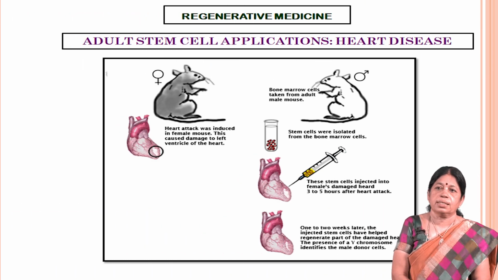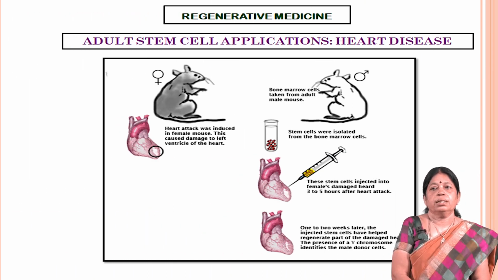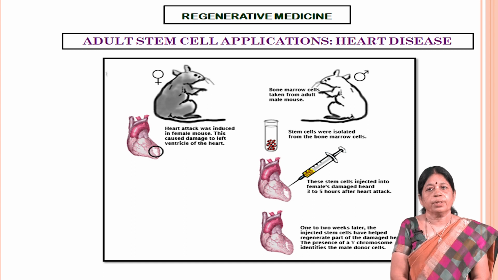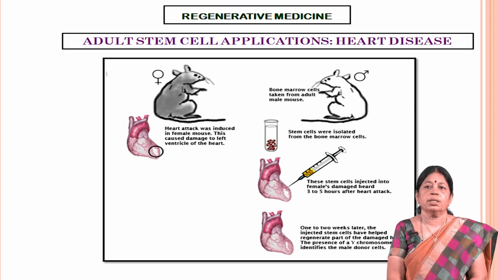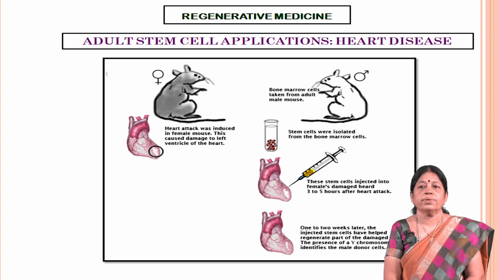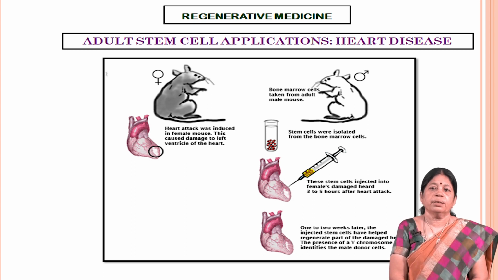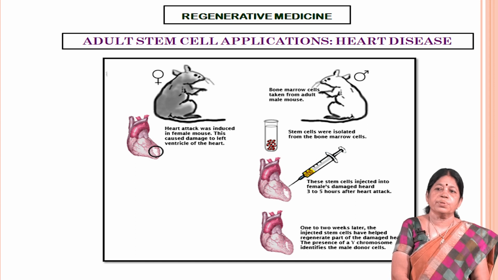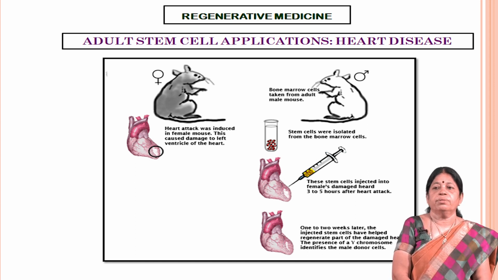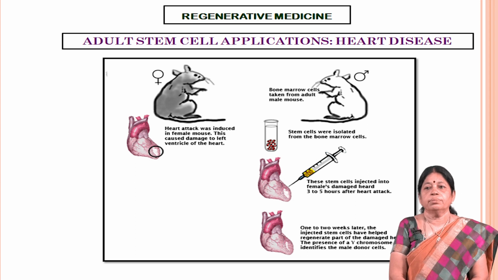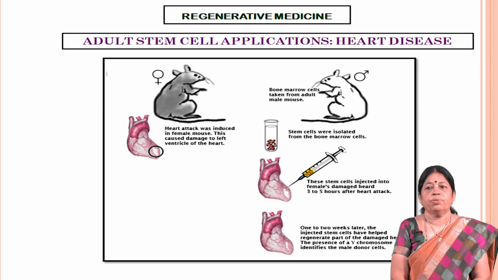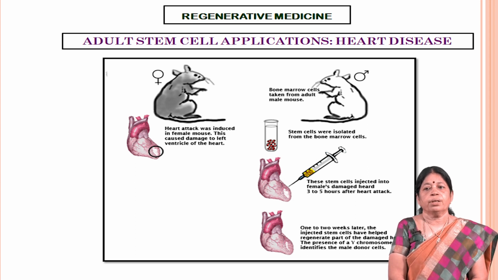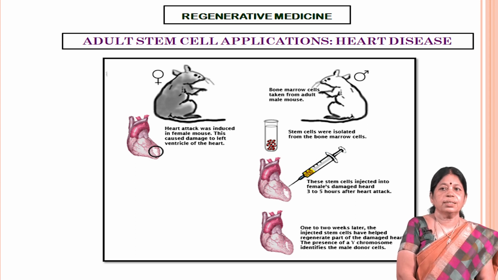Adult stem cells have applications even in heart disease. The experiment was done in white rats. The heart attack was induced in the mouse, and here they are using the stem cells, and these stem cells will be injected into the heart through an injection, 3 to 5 hours after the heart attack, and this is used to cure heart diseases.